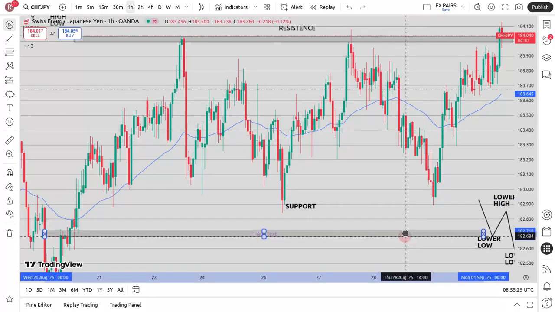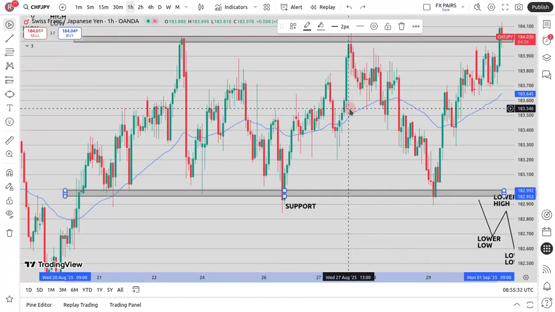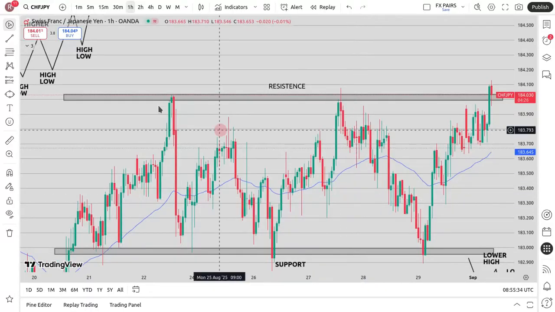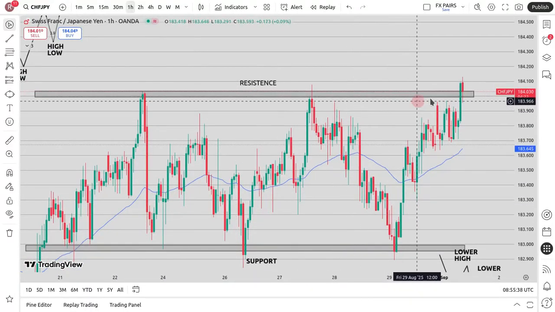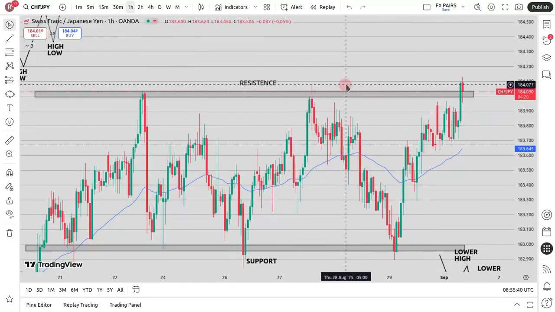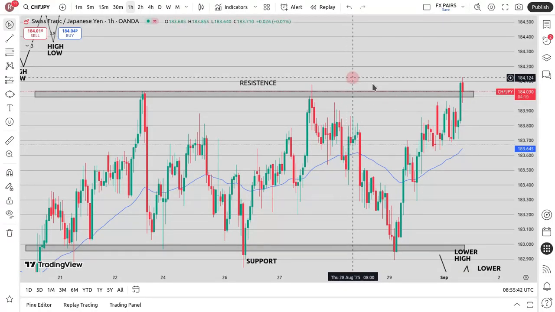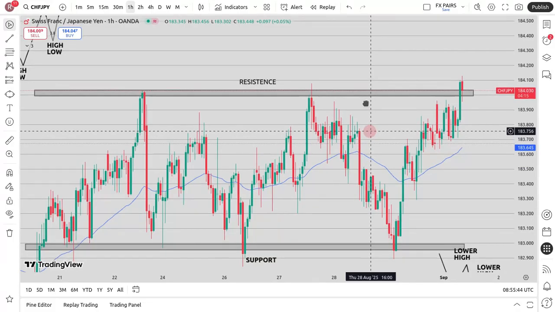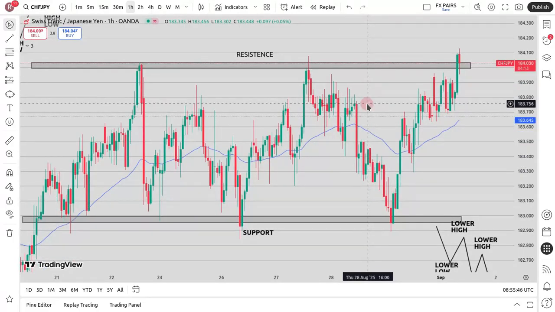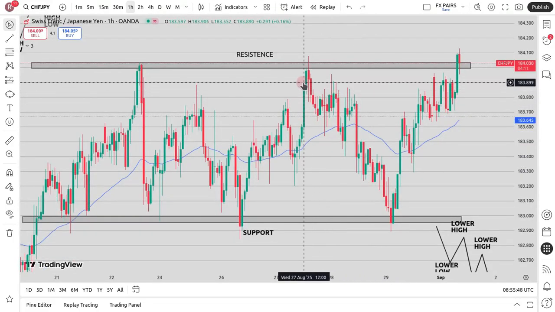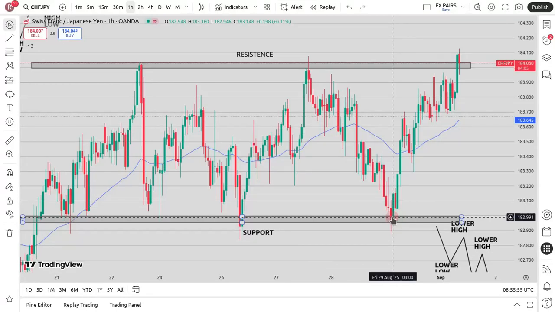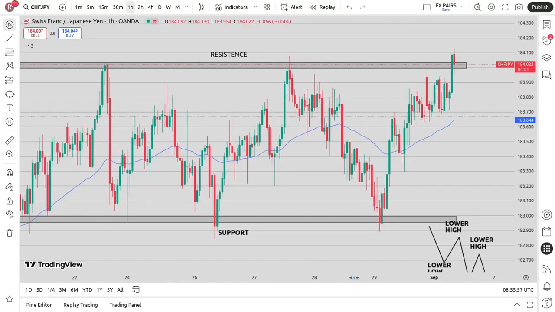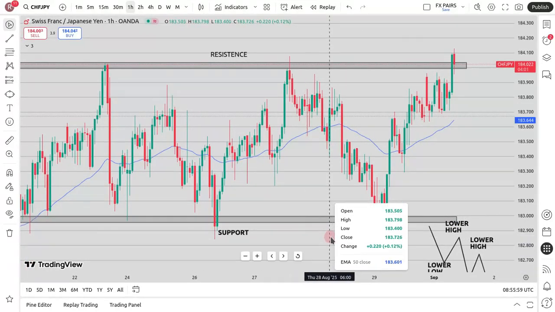And here we tested this area 3 times. 1, 2, 3. So this is a valid resistance. So these zones are always really good. If you take a buy or a sell, you may have to wait for the market to get to the resistance or support, just to avoid being wicked out and to always increase your chances of being right.